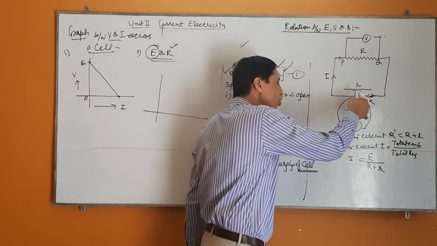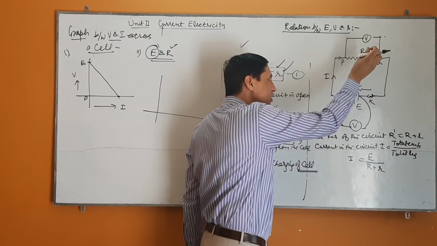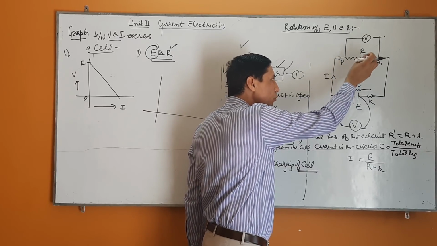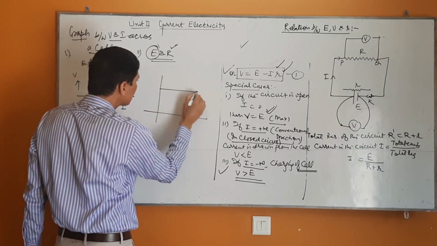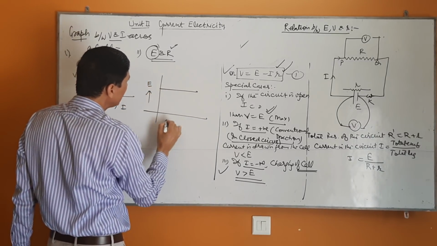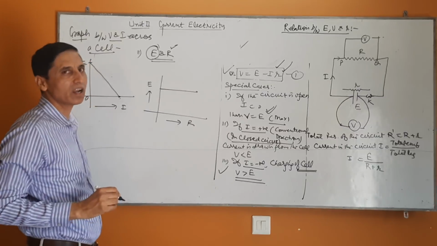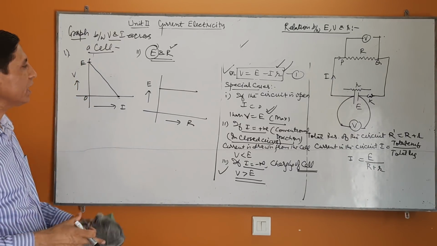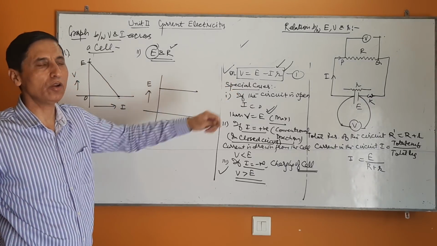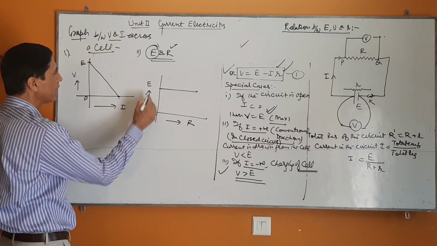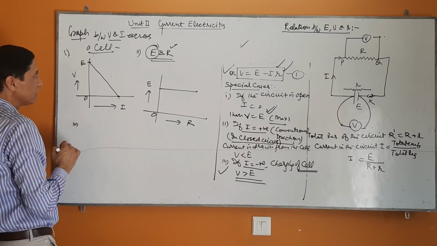If this is a 1.5 volt cell, you can connect 1 ohm resistance here, or 2, or 100, or 1000, 1K, 2K, it doesn't matter. E will remain the same. So this graph is the same if it is E and R. So it is the graph between E and R, because E is independent of R, that's why it has a definite value.